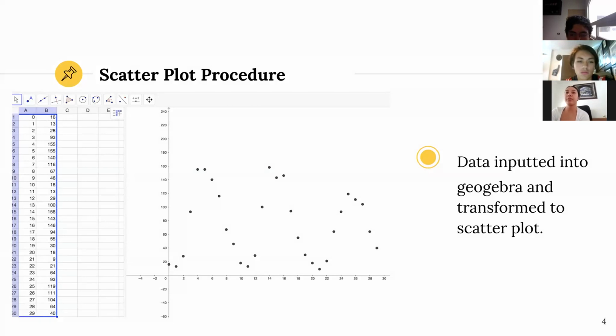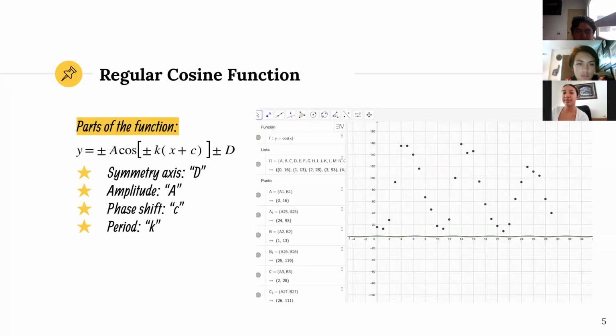Okay, so our first step was to input all of our values into GeoGebra to form a scatter plot from the data on the table. After doing the scatter plot, we graphed a normal cosine function on GeoGebra that we would then transform to align with the points. The regular form of this function is y equals cosine of x, and we would be altering it to fit the points.